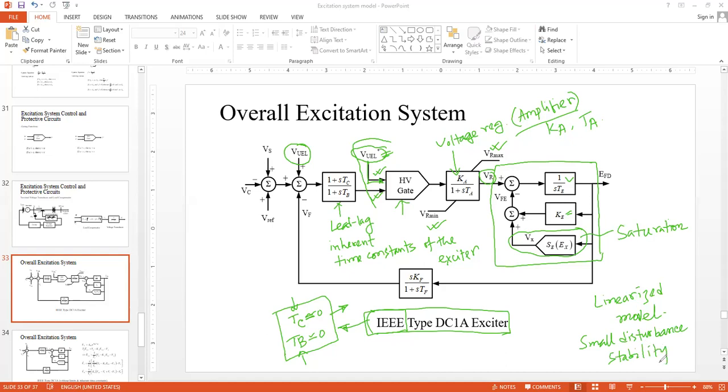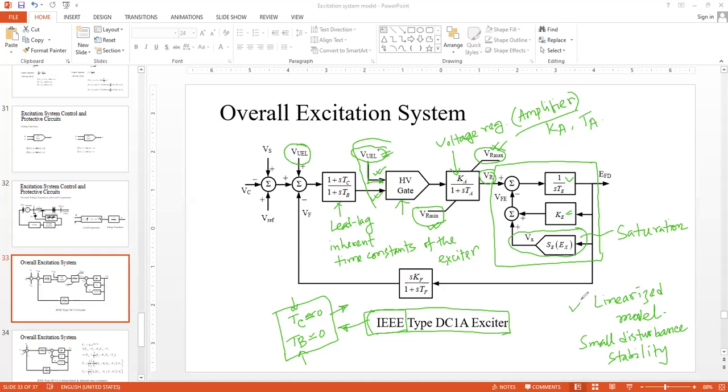So accordingly, we are actually not interested in any of the limits imposed. Whenever you say there are limits imposed, it means we are going into the non-linear zone of operation. When the system operates at VR max or VR min, the linear relationship between input and output no longer remains valid.